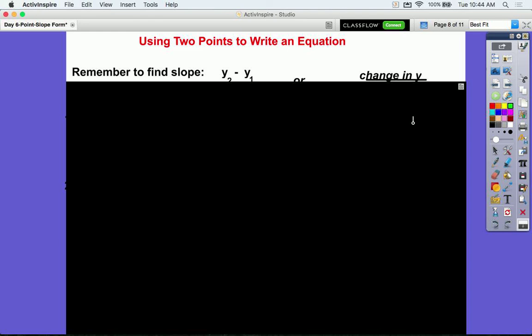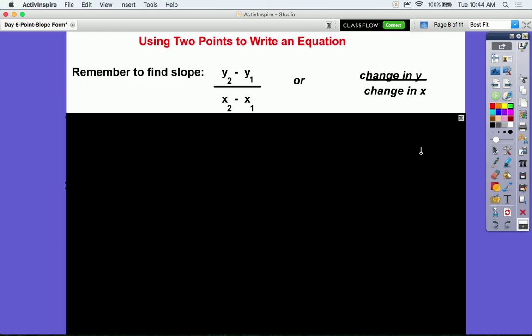All right, part 2. Using 2 points to write an equation. I think it's really important for us to remember how to find the slope of a line. And I know that we're doing this in a number of different ways. To find the slope, whichever method we're using, we know that we're finding our change in our y value. Some of us are setting it up as a table.